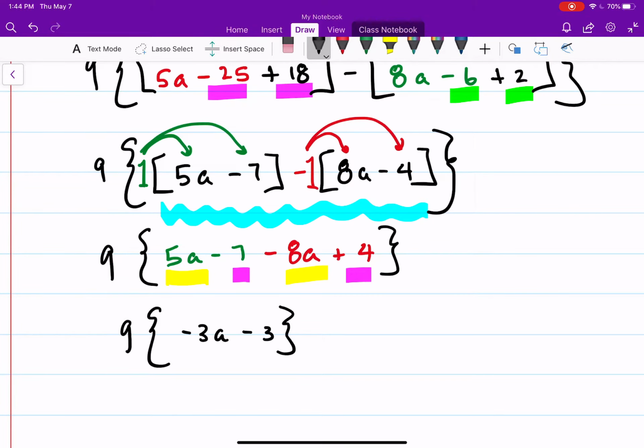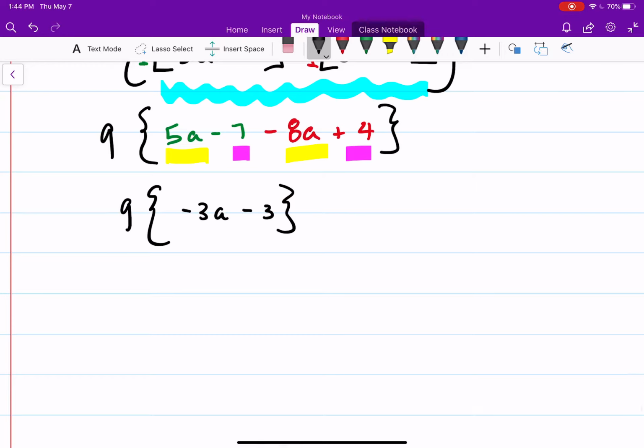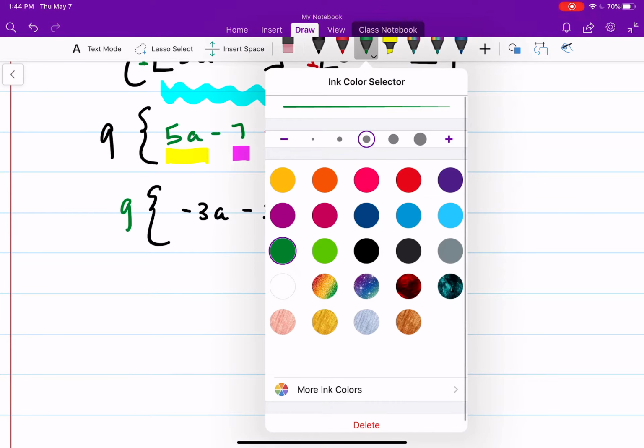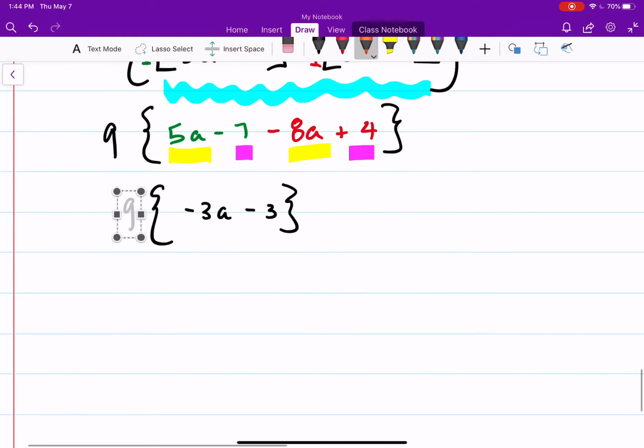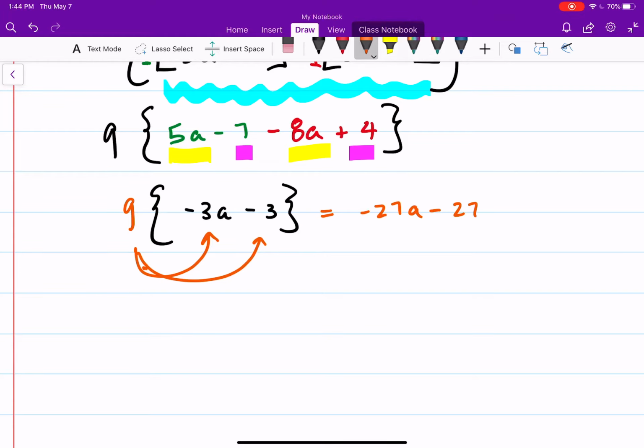Okay, so with that being said, now I have to finish by distributing this 9. Let's pick a different color here. Let's do orange, why not? So this has to be distributed through. So what I'm going to get here is -27a minus 27. So there goes my answer, okay?